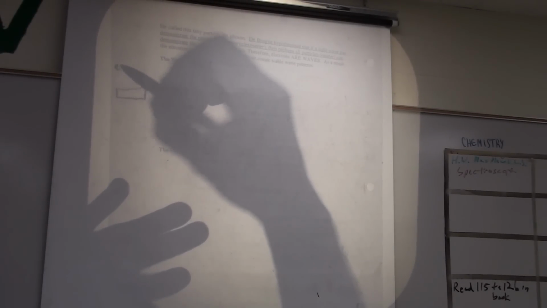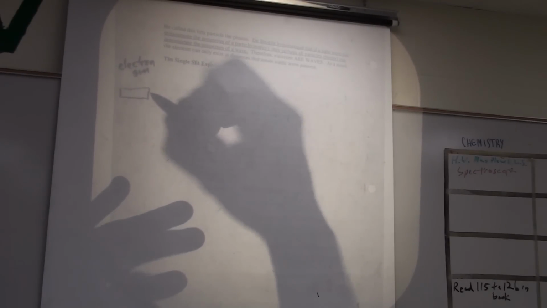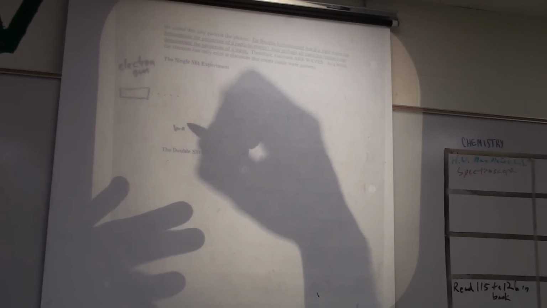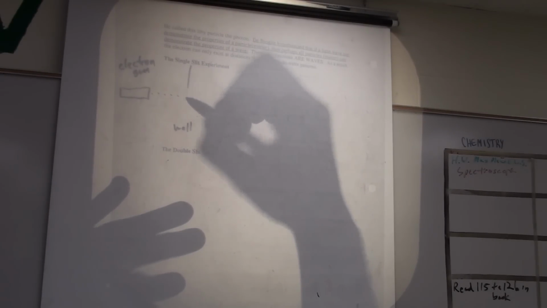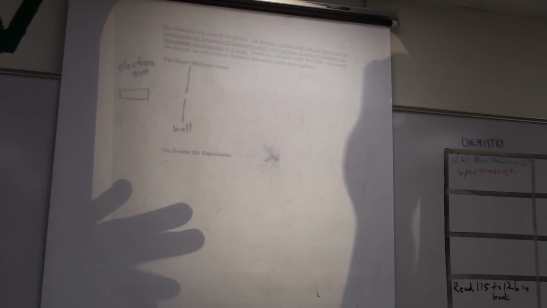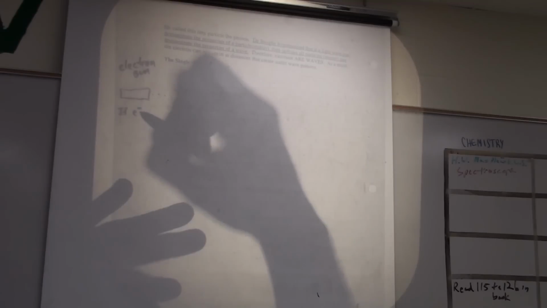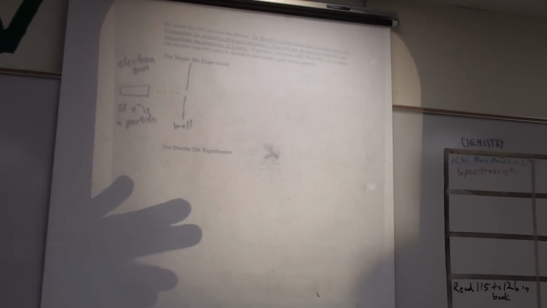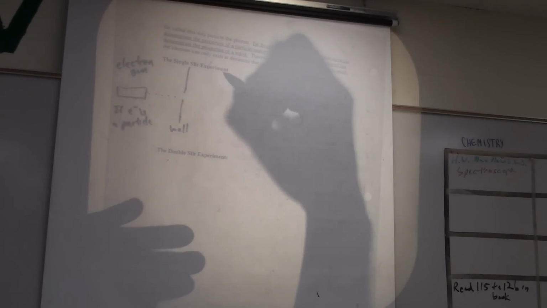So I'm going to take an electron gun, and I'm going to shoot electrons at a wall. But I'm going to put a hole in the wall, a slit, an opening. And on the other side of the wall, I'll put a target.